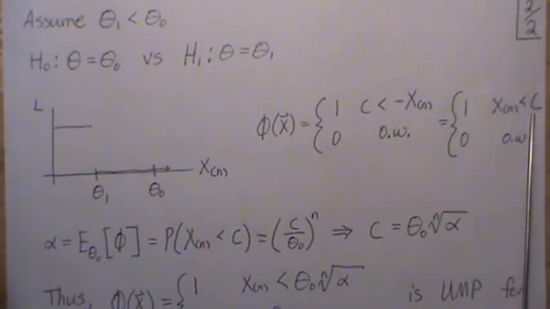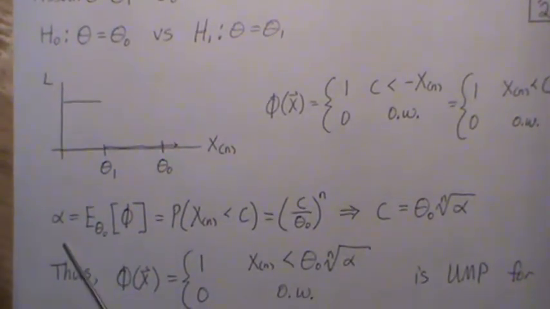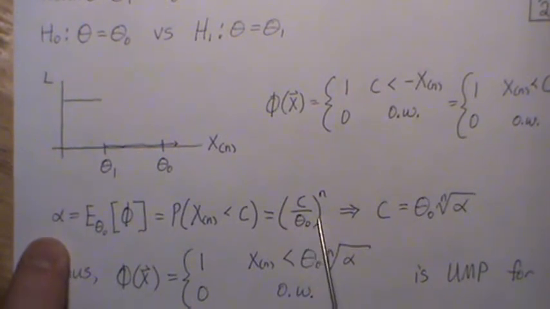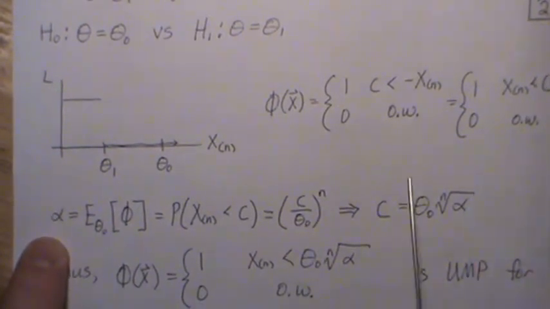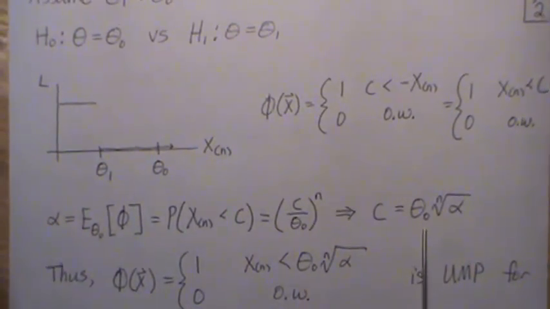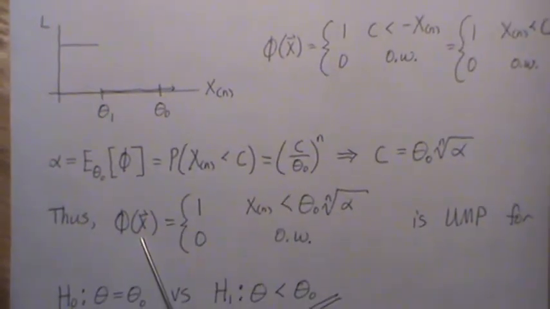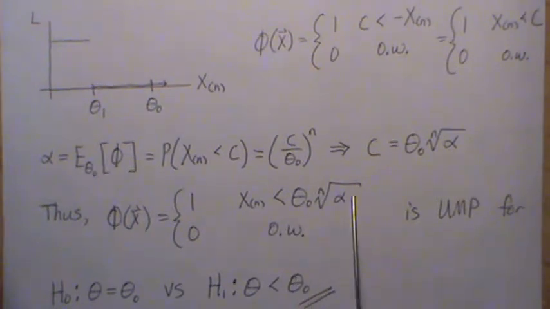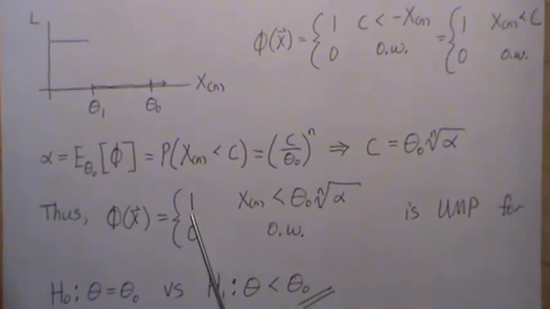So now we need to find C. So we set up this side condition that the expected value of our test function under the null hypothesis is alpha, which is this probability. And that's the CDF of the nth order statistic, which is this. Now we can back solve for C, and we get this. So that's the critical region. And so the most powerful test is when the nth order statistic is less than this value here. We reject, otherwise we do not reject.